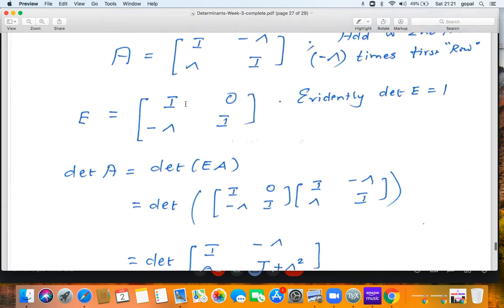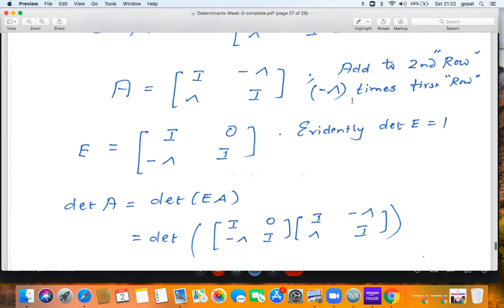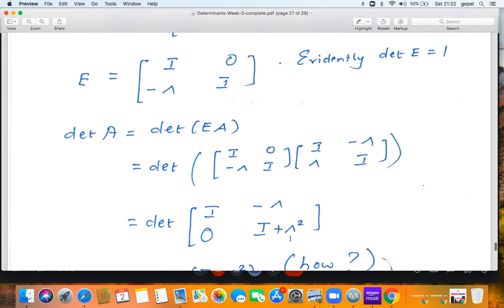That is exactly what you're going to get if you do the row operation directly. If you add to the second row minus lambda times the first row, you're going to kill the 2 1 entry, and you're going to get I plus lambda squared. So what I said is that the basic rule, adding to a given row a multiple of the first row, formally carries over even for block matrices. The formal rule is correct. That's what we have checked. We have actually done the multiplication of E and A, and we've gotten the desired result.